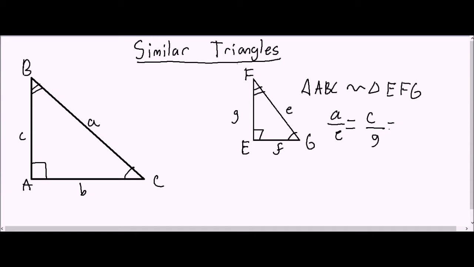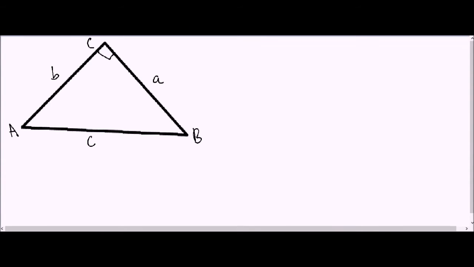And you can even extend this to b, which is opposite of the double line, and you guessed it, f, which is opposite of the double line on the second triangle. So this kind of equation is only possible when two triangles are similar. Now we're going to use this property to prove the Pythagorean theorem. So now let's get on to the proof.